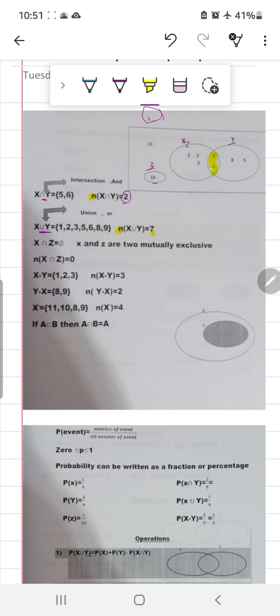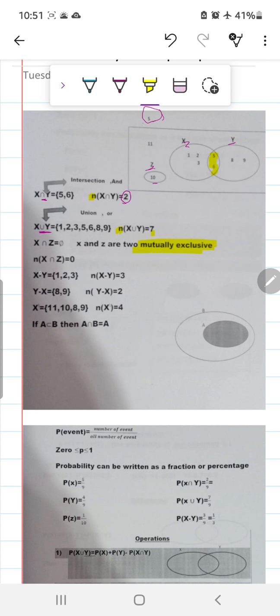Okay, here we have X intersection Z. We don't have a common element between X and Z, so X intersection Z equals the empty set, and we call X and Z mutually exclusive. If we have two sets and the intersection between them is empty, we call them mutually exclusive. And the number of X intersection Z is 0 because we don't have any intersection between them.